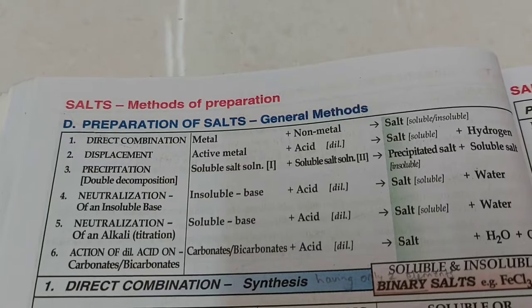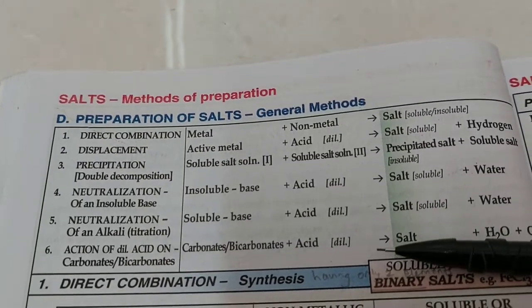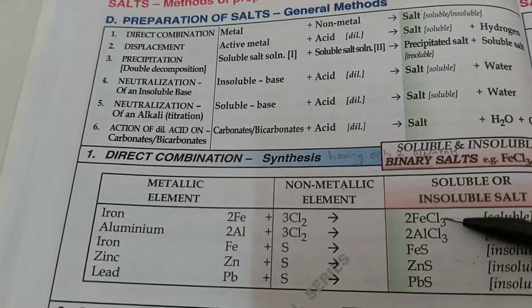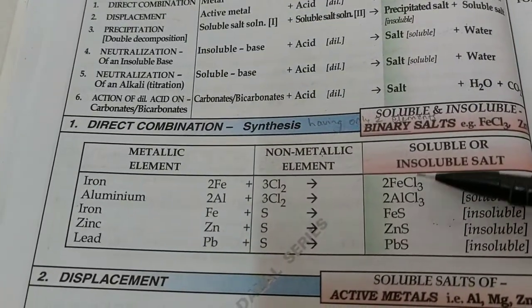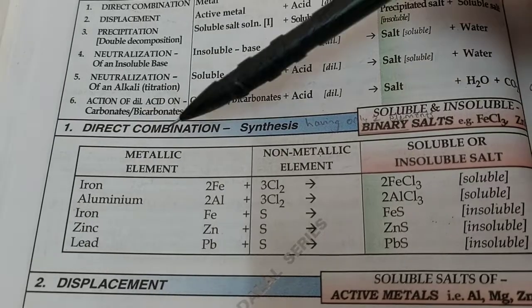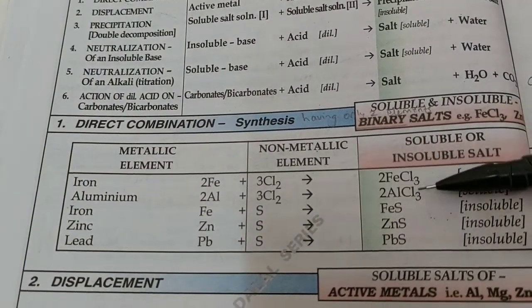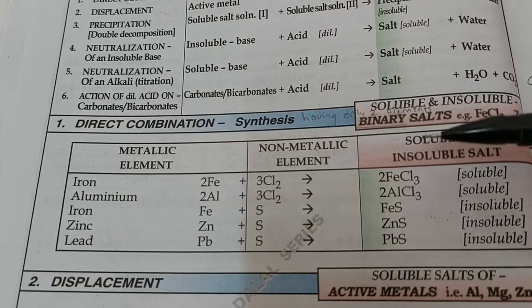Next, preparation of salts. Well, there are 6 ways to prepare them. The type of question asked in the board exam is, they will give you the name of the salt, let's say ferric chloride, and they will ask you what is the method used to prepare it. So you should answer direct combination, also called synthesis. And they may ask you to write the equation as well.